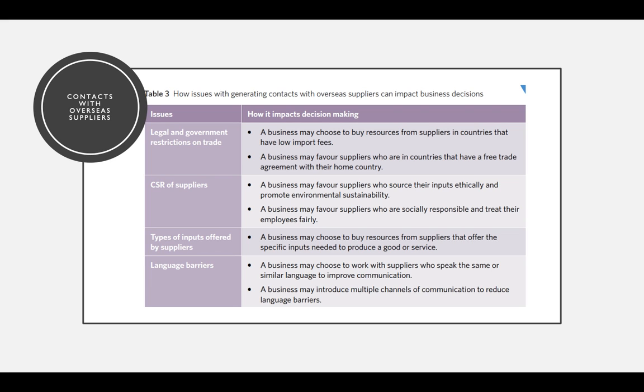So a business may choose to work with suppliers who speak the same or similar languages to improve communication. And you may need to introduce multiple channels of communication to reduce language barriers, whether that be through email so that they can translate, or do you need to actually employ someone to translate? So that can also be a really expensive consideration as well.